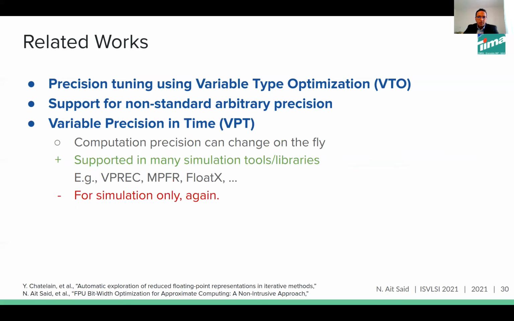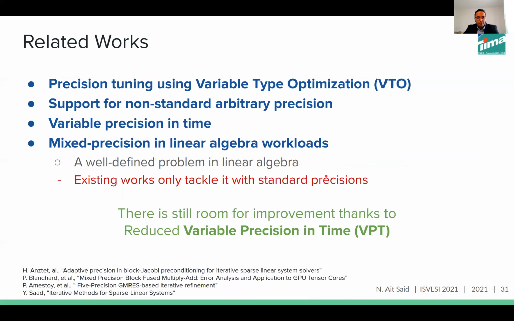Other works studied variable precision in time, which we call VPT, which enables precision variation during execution. However, these tools are also only intended for simulation. On the mathematical side, there are also many works on mixed precision in linear algebra workloads. And this is a well-defined problem. However, through the years, it has always been tackled only with standard precisions. So there is still room for a lot of improvement thanks to reduced variable precision in time, VPT.